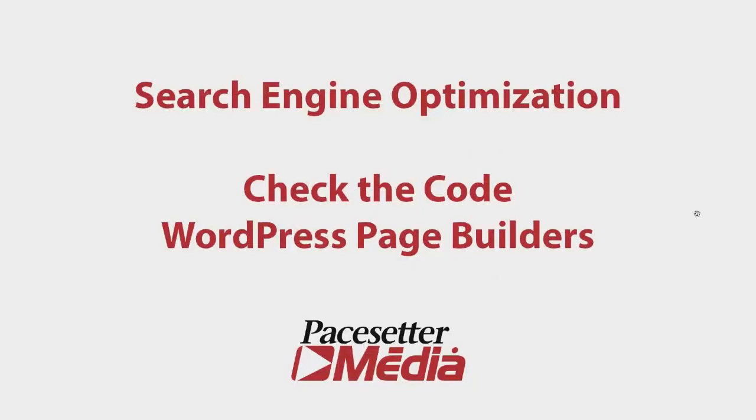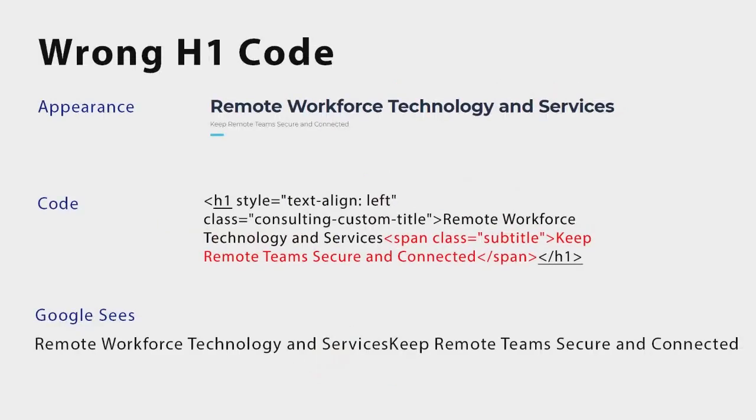This is a tip on search engine optimization, and it's about checking headlines that are created by WordPress, in particular WordPress Page Builders. And these are programs and plugins that can be used in WordPress. They make it easy to point and click and build a web page. However, it's also important to know the code. I'm going to show you the code that one of them generated that is bad for search engine optimization and how I fixed it. So here's what happened.